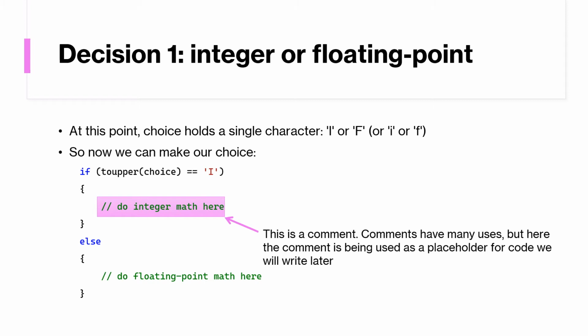And the second is to be used as a placeholder, as I'm showing here. I'm not ready to write the code that does the integer math yet, so I just put a comment in reminding myself that that's what is going to happen there. Some people even add the word TODO at the beginning in all caps, TODO, colon, do integer math here, and that way they can do a quick search through their code and find any TODOs and see where they have code that they have left to write.